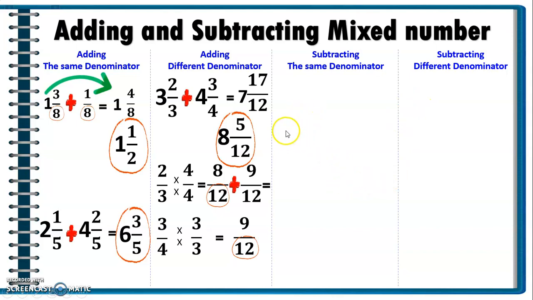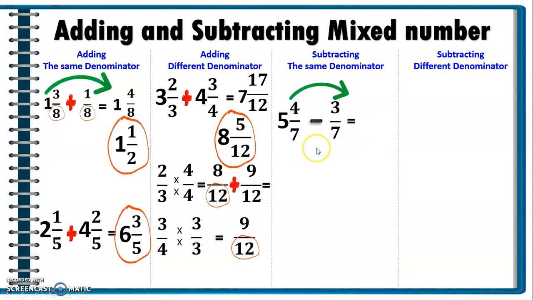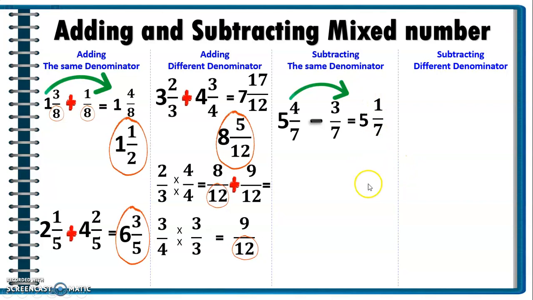We have 5 and 4 over 7 minus 3 over 7. They have the same denominator, which is 7. So again, we have the whole number, which is 5, and then proceed to the fraction. So 4 minus 3 is equal to 1, then keep the denominator the same. Very good. So the answer is 5 and 1 over 7. So that is the answer.